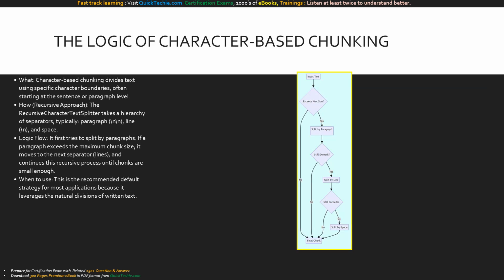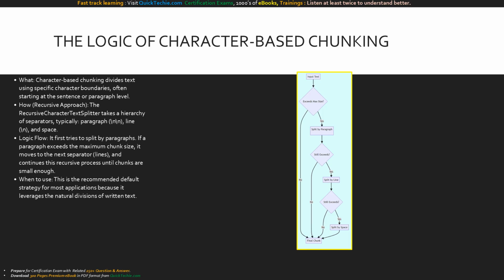Now let's zoom in on our first major strategy, character-based chunking. How does a computer know where to cut the text? In LangChain, we rely on a brilliant tool called the recursive character text splitter. The logic here is beautiful in its simplicity. It works by taking a prioritized list of separators, starting with double new lines for paragraphs, then single new lines for lines, and finally spaces for words.